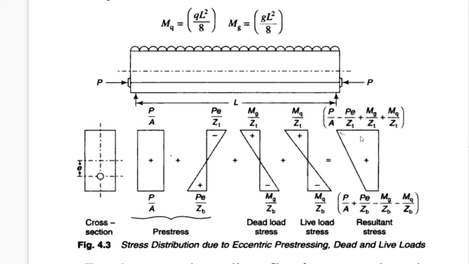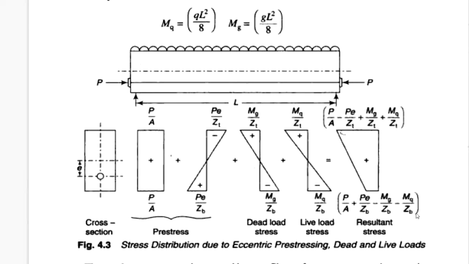So I am going to combine it, and at the top fiber I am going to get P divided by A, minus sign is going to come, as I have explained, PE divided by ZT, plus mg divided by ZT plus mq divided by ZT. Now, what is ZT over here? ZT is nothing but the section modulus of the topmost fiber.